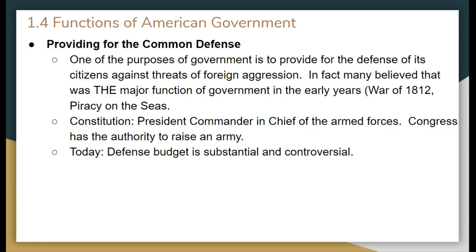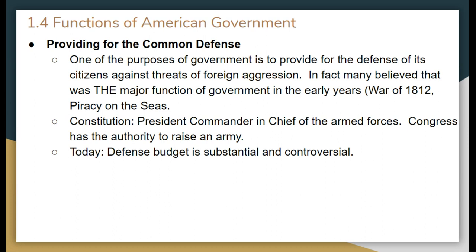Providing for the common defense. One of the purposes of government is to provide for the defense of its citizens against threats of foreign aggression. In fact, many people believe that this was the major function of government. For instance, in the early years, the War of 1812, dealing with the problem of piracy at the seas. A lot of people believe that the reason to have a federal government was to be able to provide for the common defense more than anything else, because the state governments themselves individually wouldn't be capable of doing that on the broad scale necessary at the founding.